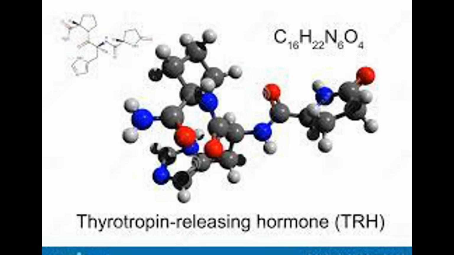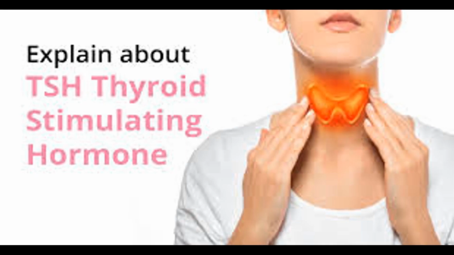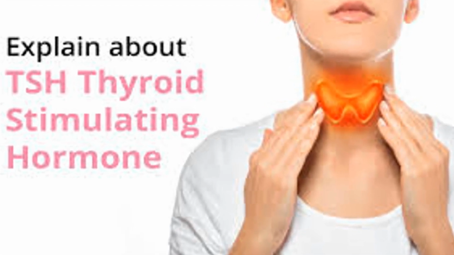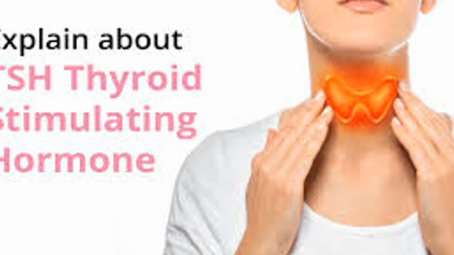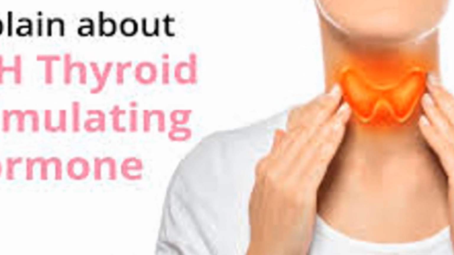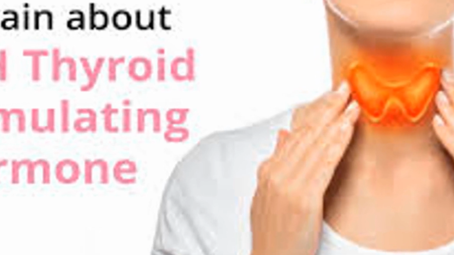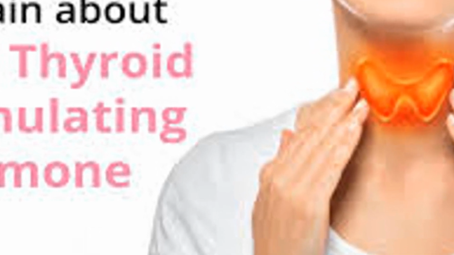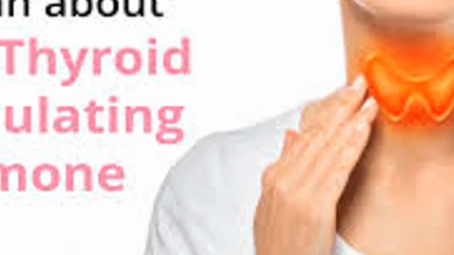To start the feedback loop, your hypothalamus releases thyroid-releasing hormone, TRH, which, in turn, stimulates your pituitary gland to produce and release thyroid-stimulating hormone, TSH. TSH then triggers your thyroid to produce T4 and T3. Of the total amount of hormones that TSH triggers your thyroid to release, about 80% is T4 and 20% is T3.